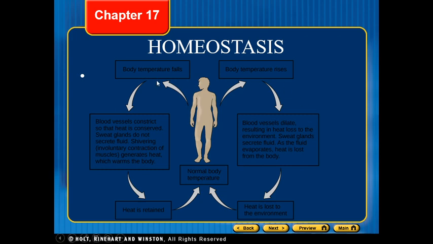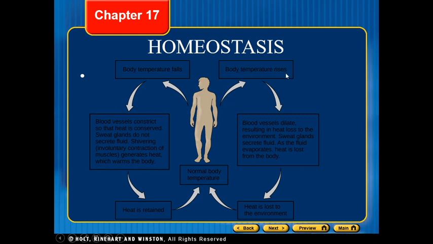So what happens when the body temperature falls? The blood vessels constrict so that heat is conserved. The sweat glands do not secrete fluid. Shivering, which is the involuntary contraction of muscles, generates heat, which warms the body. And since your blood vessels constrict to conserve the heat, the heat is retained and you maintain a normal body temperature. What if during summer it's very hot?